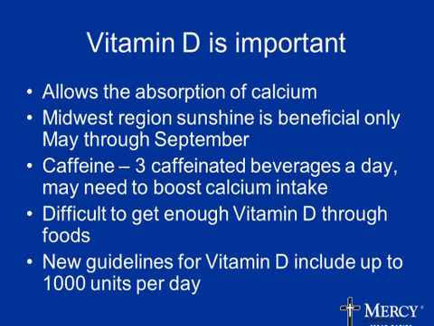It's very difficult to get enough vitamin D through foods because some of the vitamin D foods include liver, egg yolks, and fatty fish. So unless you're just crazy about those 3 things, it's really difficult to get the vitamin D through the food. So what you need to do is probably take a vitamin D tablet. And the new recommendations are for at least 1,000 units per day.